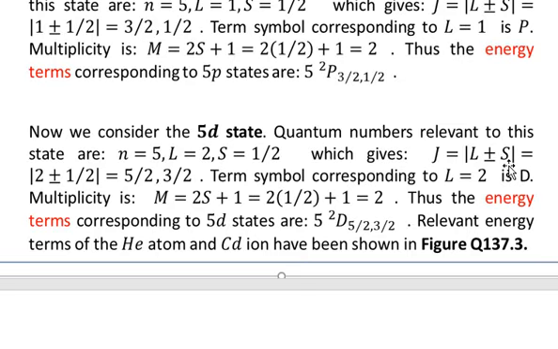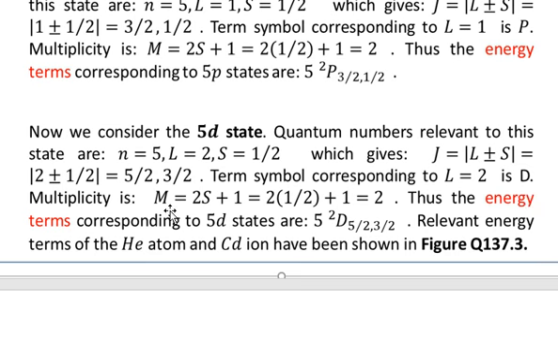This gives you J is equal to L plus minus S mod. Substituting the value of L is equal to 2 and S is equal to half, you get two values of J, 5/2 and 3/2. And the term symbol corresponding to capital L is equal to 2 is represented by capital D.